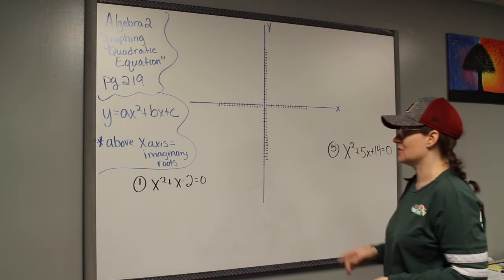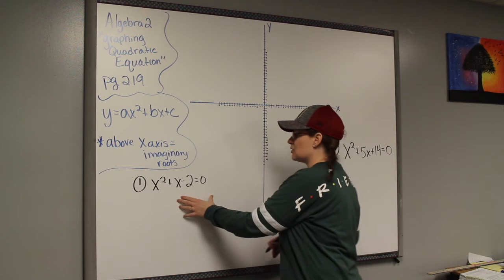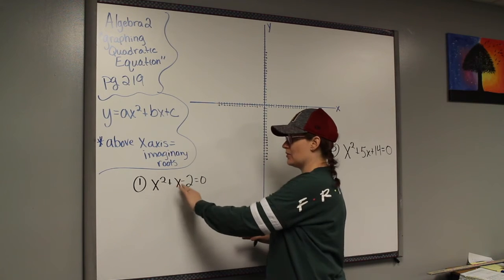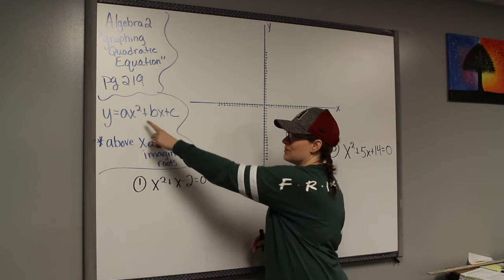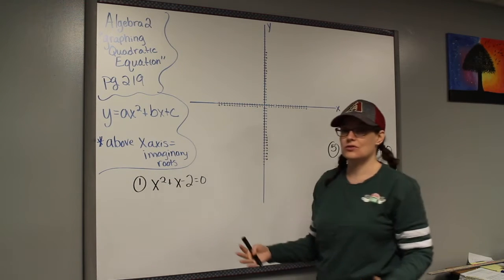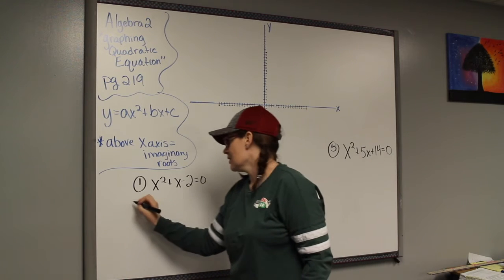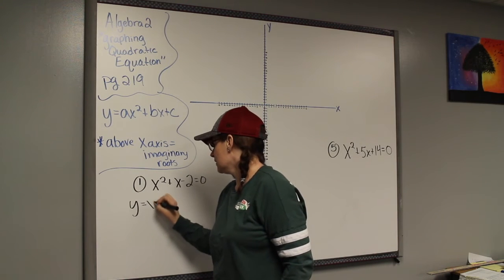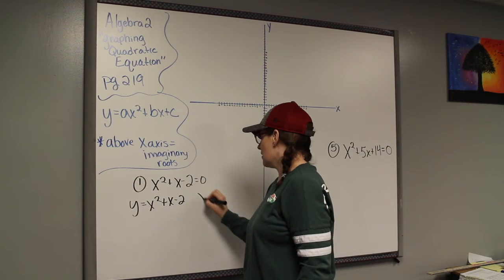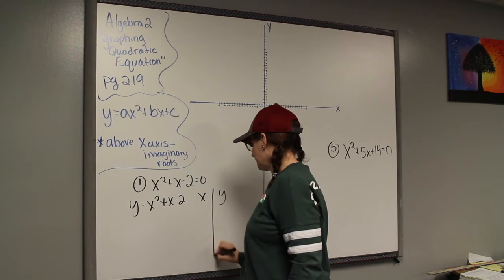So when we look at this first problem, we want x squared, x, and the number all on one side. They're on one side. And we want them in the correct order where it goes x squared, x, and then the number. So they're already in place. So all we're going to do is set y equal to x squared plus x minus 2. Then we're going to make a table.